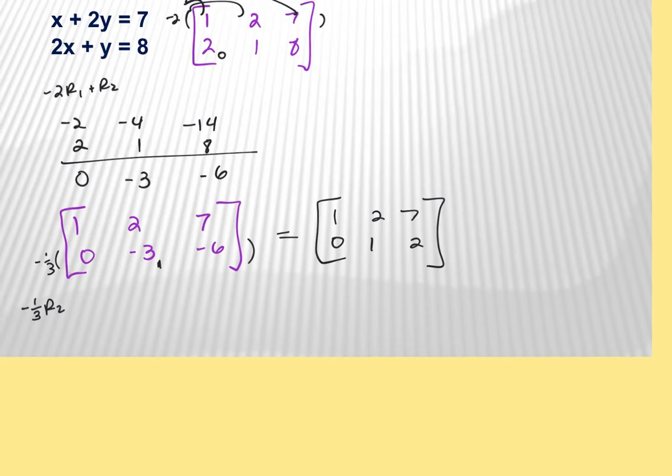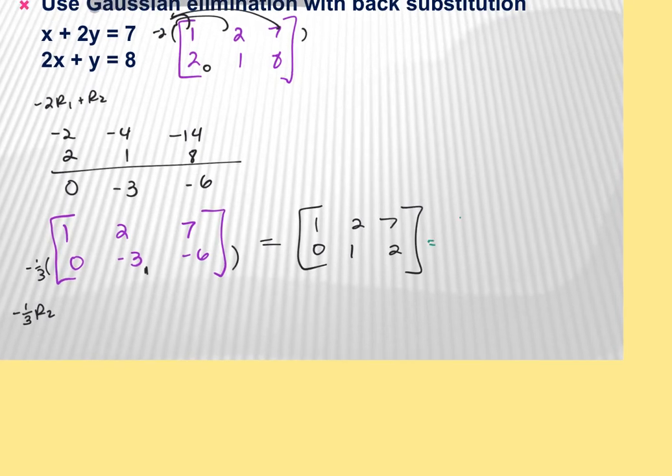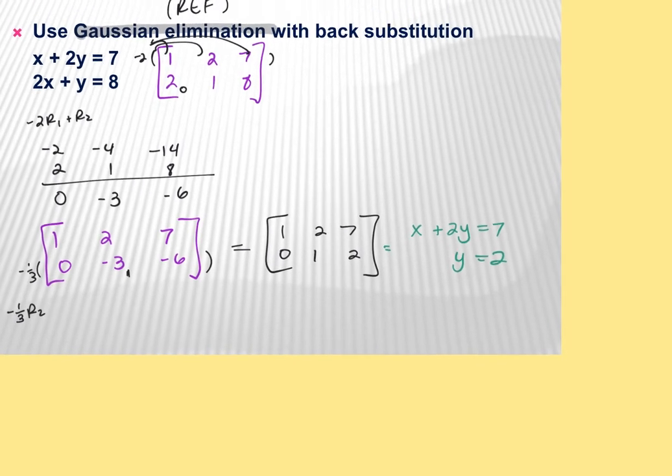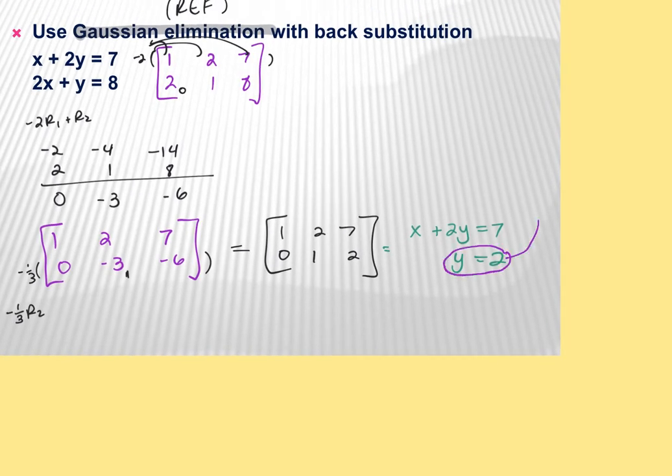From here, I write it in equation form. X plus 2y equals 7, and y equals 2. And then I use back substitution to plug in the y. And x equals 3. So my answer is (3, 2).